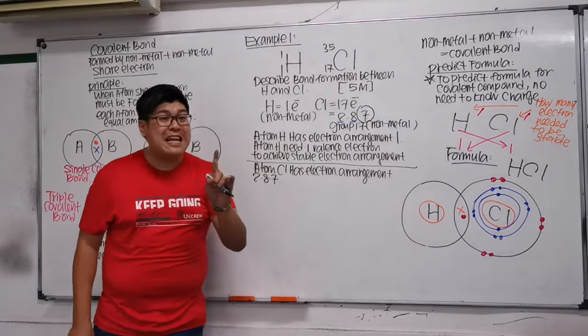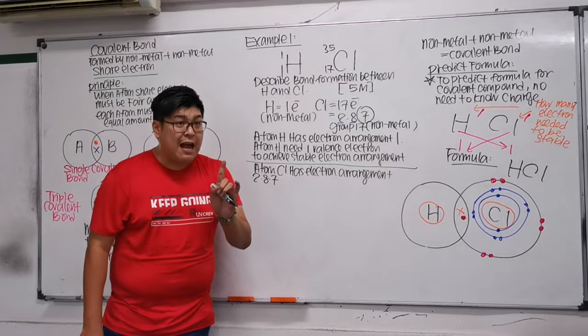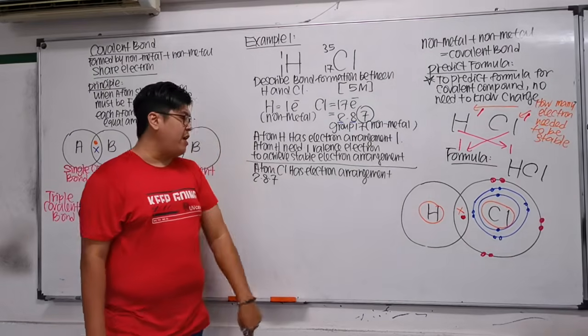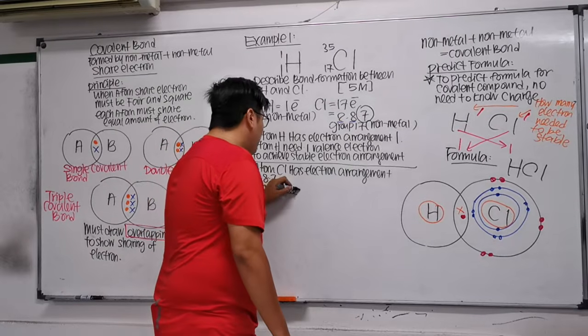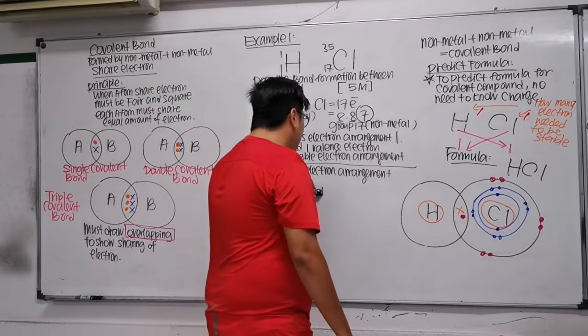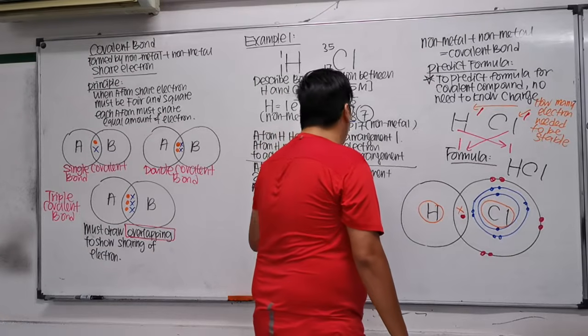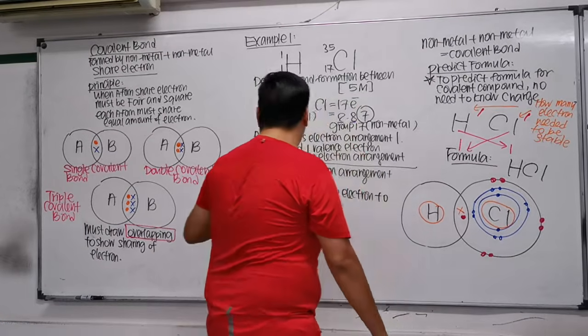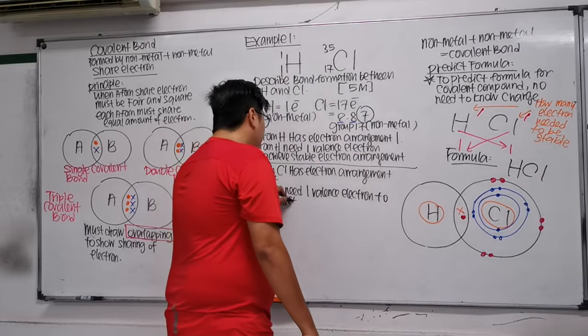Learn the word need. I don't want to see the word donate. I don't want to see the word receive. Understand? I want to see the word need. So my princess, which is the chlorine, needs 1 more valence electron. My princess needs 1 more valence electron for what? In order to achieve stable electron arrangement. That's it.